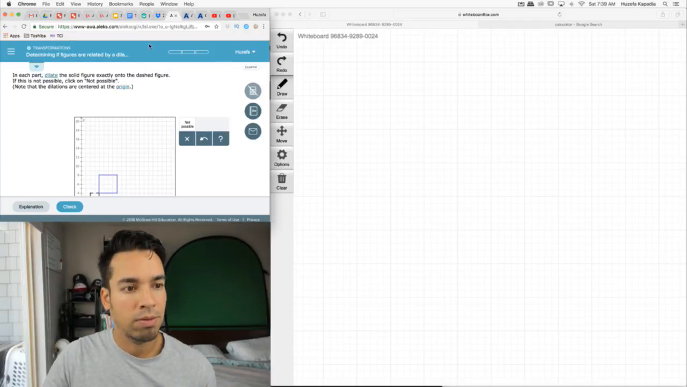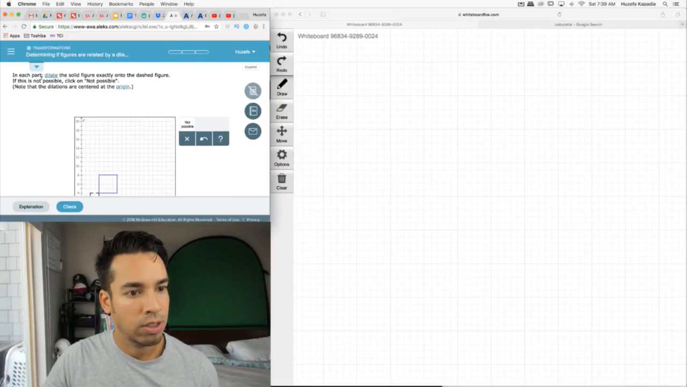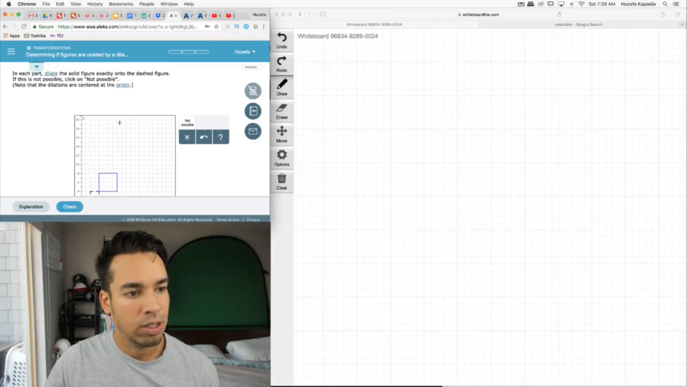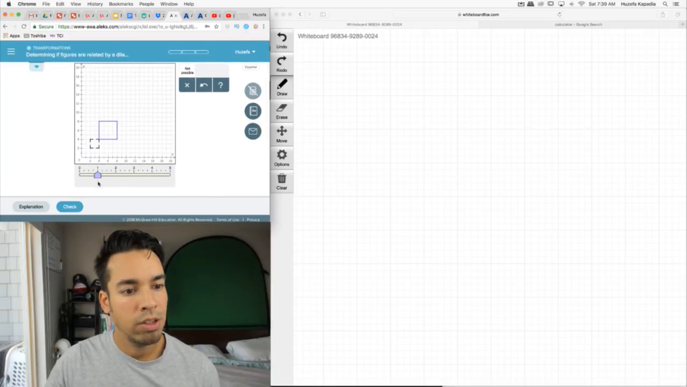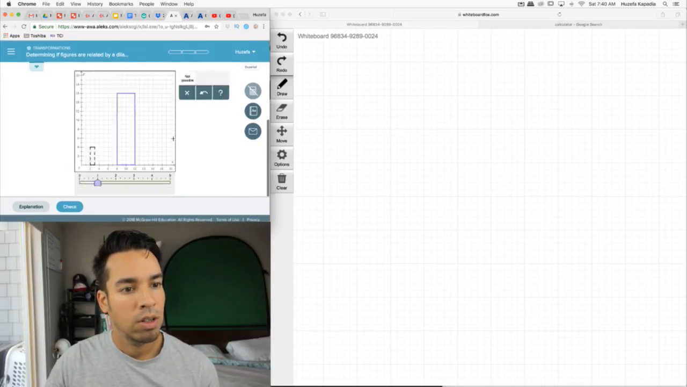So picking up where we left off, topic: determining if figures are related by a dilation. In each part, dilate the solid figure exactly onto the dash figure. If this is not possible, click not possible. A dilation is basically increasing it by a particular scale. You can see it increasing, but here we're trying to get to that target, which is actually smaller. So I'm guessing it's a dilation of 0.5, and let's see if that's true. And yes, that's true.